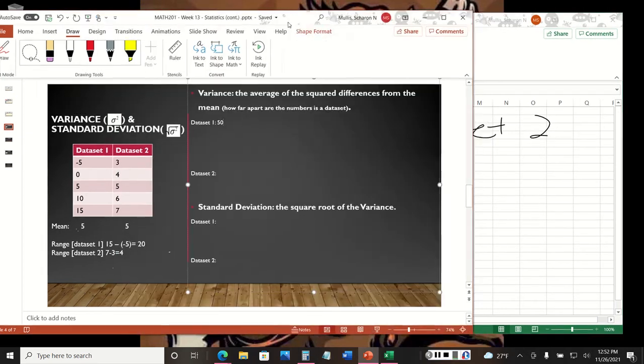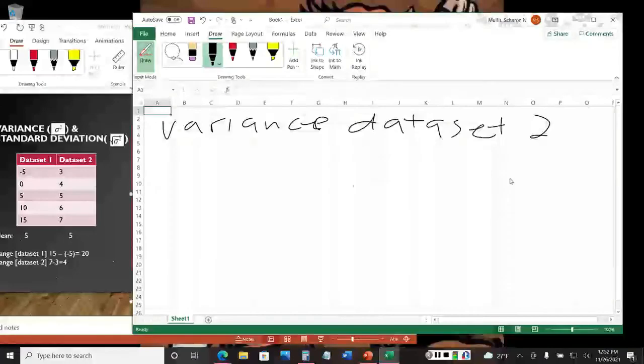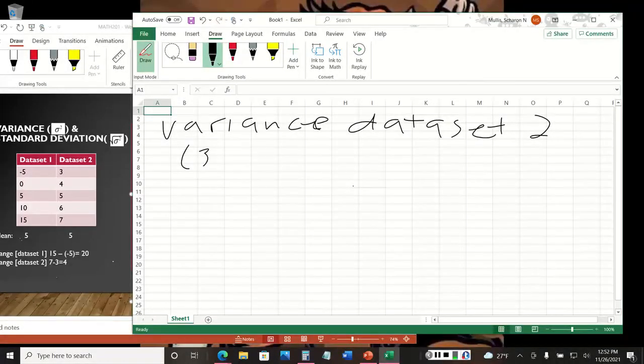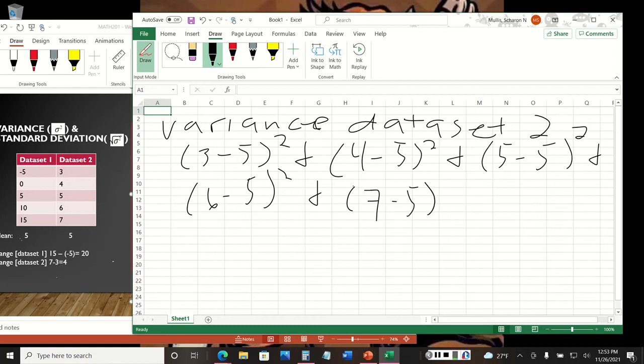And I need to be able to see those data set numbers. So again, I'm going to take the number for data set 2. We're going to do 3 minus 5 because that's the mean. That's going to be squared, plus 4 minus 5 squared, plus 5 minus 5 squared, plus 6 minus 5 squared, plus 7 minus 5 squared. And we're going to break that down.